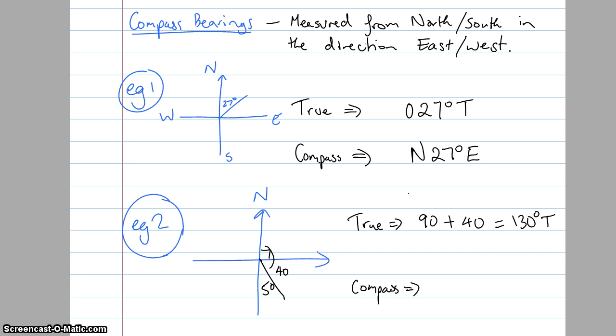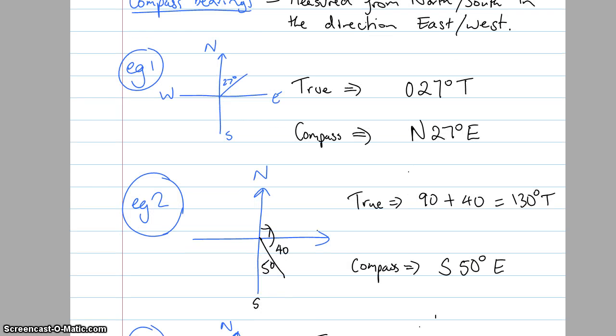So from north, go 130 degrees around, and I will get to where I want to go along this direction. The compass bearing is a little bit different. I always go from either north or south. In this case, it's easier to go from south because it's down the bottom here. So I write down south, and then I deviate 50 degrees in the easterly direction. So I'm using a different angle in this case. In the first one I used this angle because I needed to know from north, but in this one I used that angle. Hopefully you can understand from that.